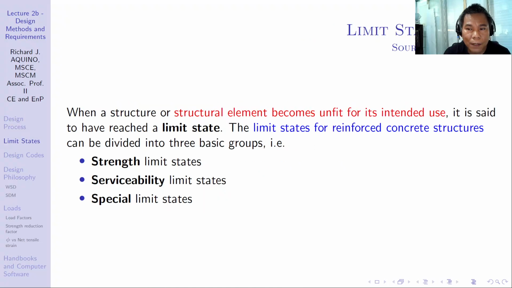For the limit states, when a structure or structural element becomes unfit for its intended use, it is said to have reached a limit state. The limit states for reinforced concrete structures can be divided into three basic groups. That is strength limit states, serviceability limit states, and special limit states. So when you design your structure according to these three limit states.